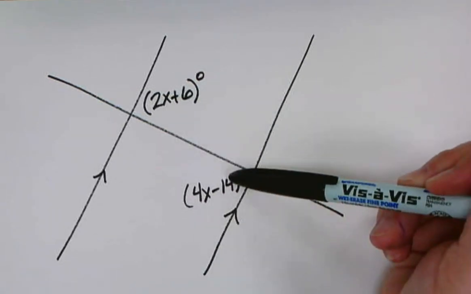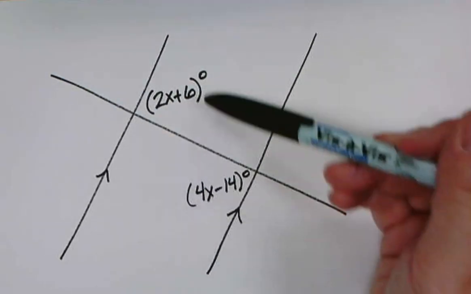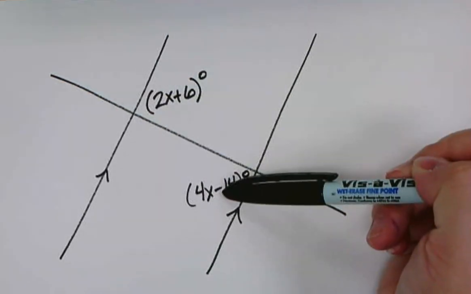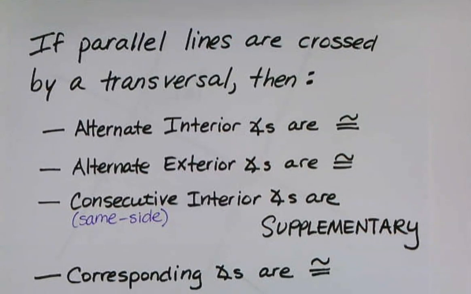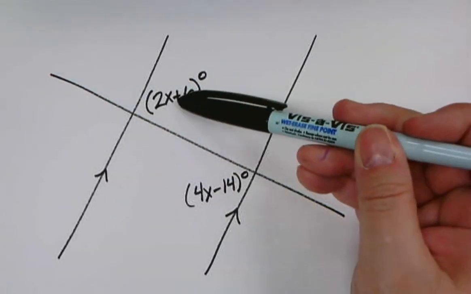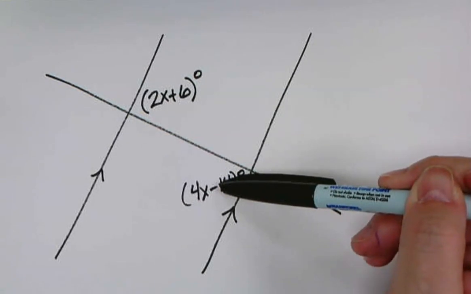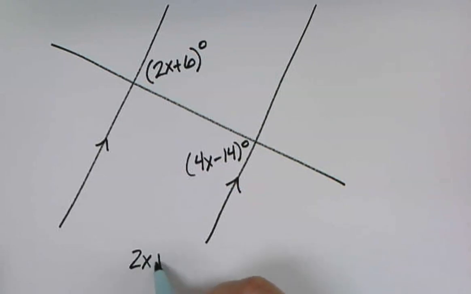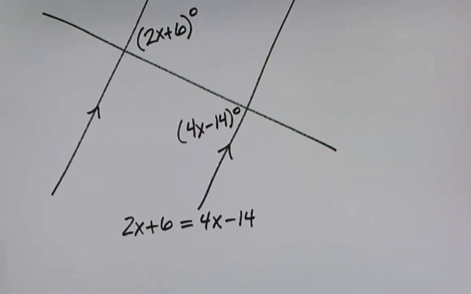Well, the first thing I notice is that those are alternate interior angles. Here's the transversal. They're on opposite sides of it. They're in between the two parallel lines. Those are alternate interior angles. And remember that when my lines are parallel, alternate interior angles are congruent. So I know that this has to be congruent to this. That tells me that these angle measures have to be equal. So that's what I'm going to write as an equation. I'm going to say 2x plus 6 equals 4x minus 14. And then I can solve that and find the value of x.